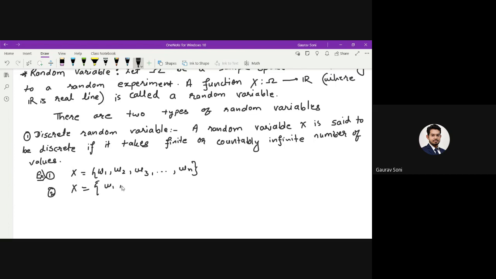So this will go from omega 1, omega 2, omega 3, up to omega n, and so on. It will go on increasing. Even this kind of random variable is a discrete random variable. Sir, in the first example of a discrete random variable, the values won't go beyond omega n, right? Yes, this is a finite set, but this is countably infinite. Okay.